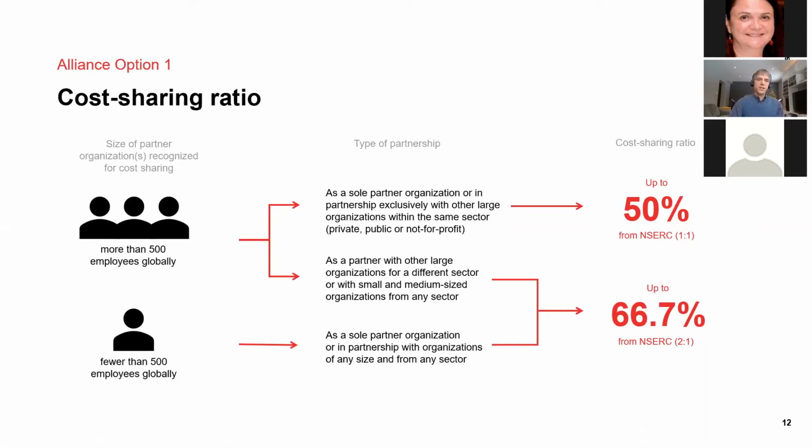And then the in-between is if there are multiple sectors, defined as private, public, and not-for-profit. So if you have two large organizations from two different sectors, one public, one private, then it can move to the 66.7%. And the only thing there, of course, is that the partner that's coming on board to make this possible has to be a significant partner in the project, not a token partner just added on to get that more beneficial ratio. So it has to be a real partner that has a real role in this.